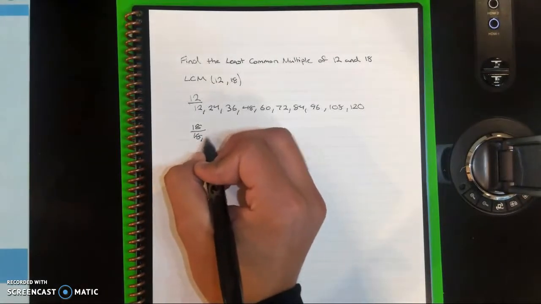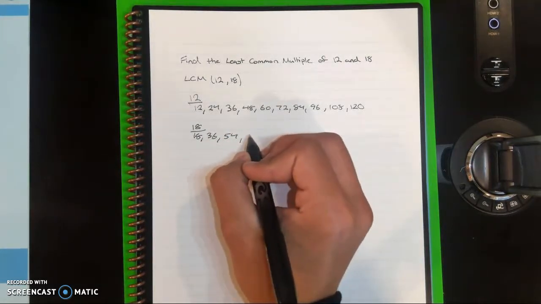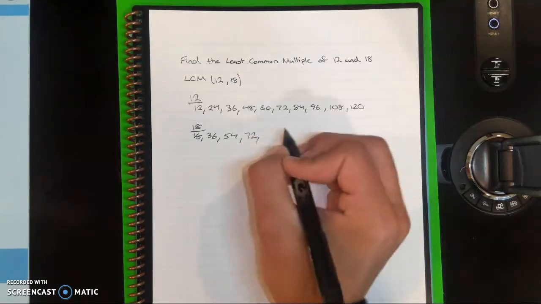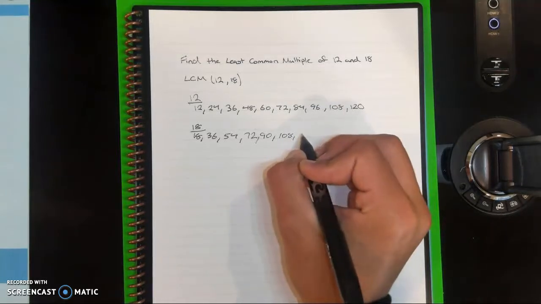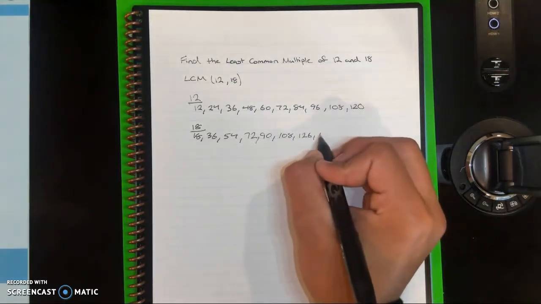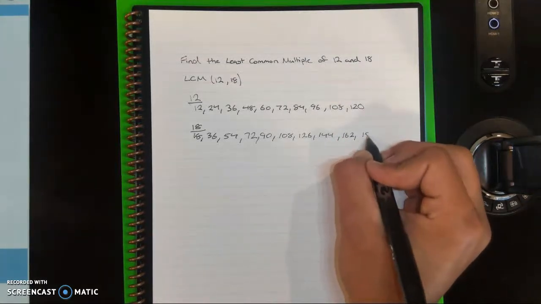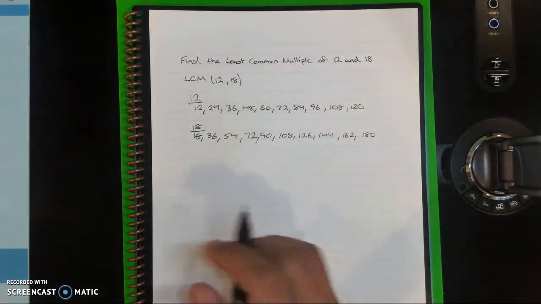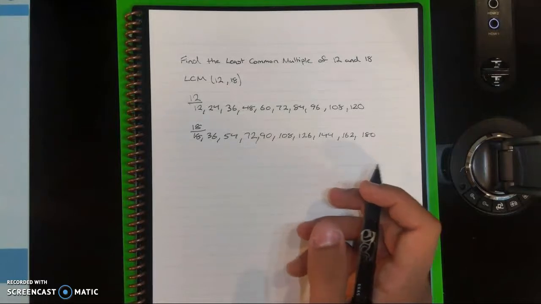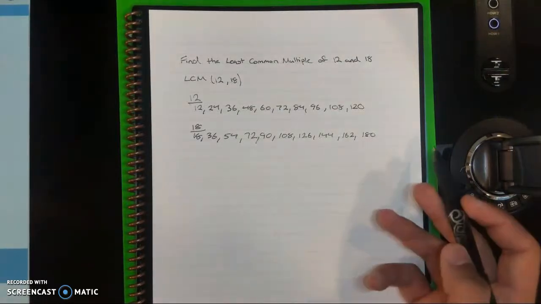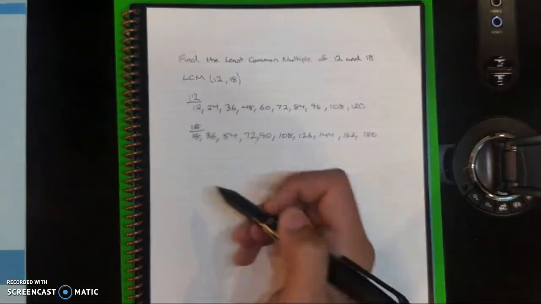So we have 18, 36, 54, 72, 90, 108, 126, 144, 162, and 180. Now, the reason we have so many multiples is just so we can get an idea of where all of them are. Like, we never know, maybe the least common multiple is like the 13th multiple, but we don't know, so we just want to be safe.